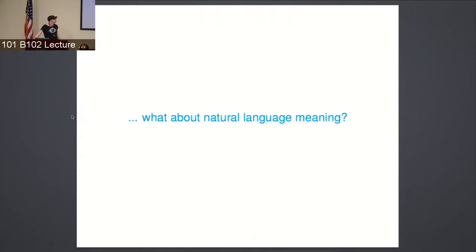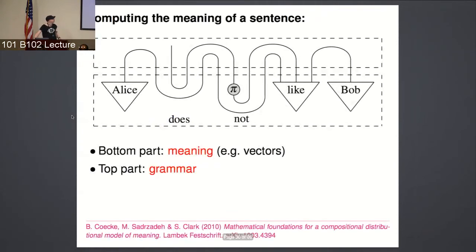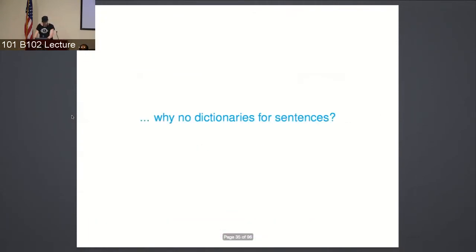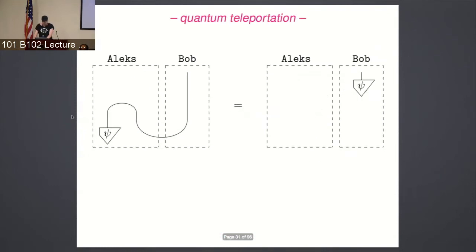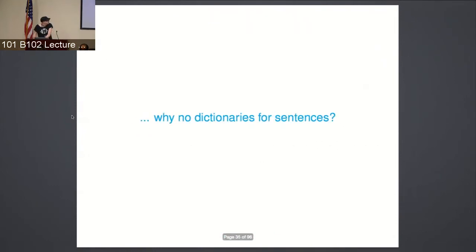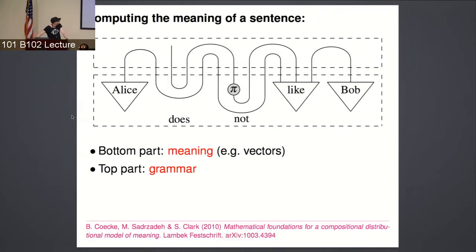What about natural language meaning? Total change of subject. The question we were trying to solve when we started working on that was, there are dictionaries for words, so why are there no dictionaries for sentences? Why do you understand a sentence when you have never heard it before? This is the answer. It looks quite similar to this teleportation thing. It's clearly a wire diagram. So what does this picture mean? It's a picture about meaning and how meaning interacts.